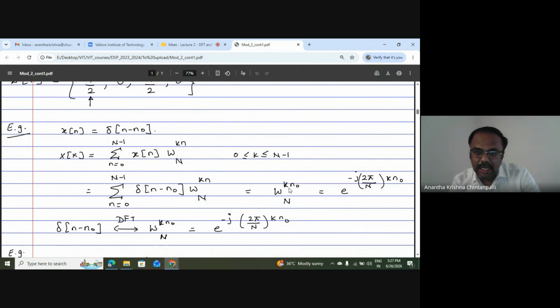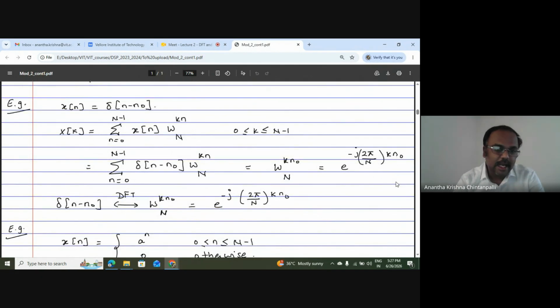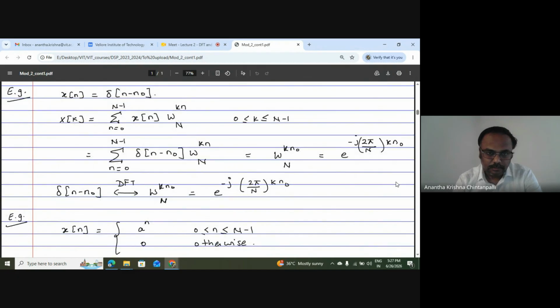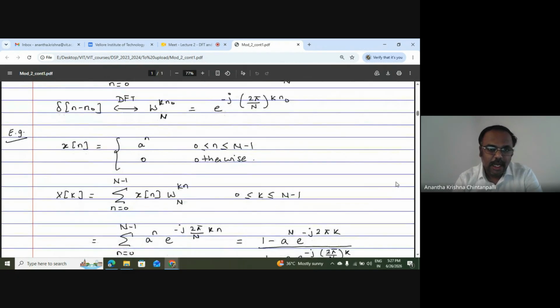And then k n naught, which is put up here. So the point here is that for delta of n minus n naught, its DFT is W_N^{k n naught}. If I want to put it in an exponential term, it is e to the power of minus j 2 pi by capital N times k times n naught. Okay.